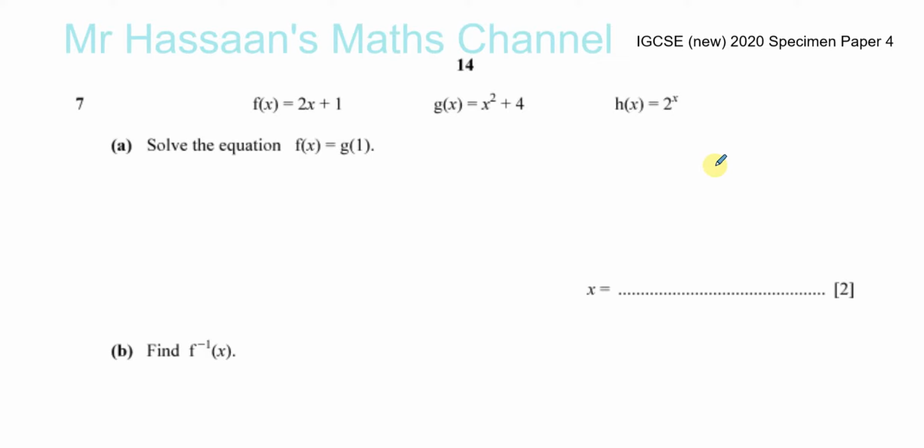Welcome back. This is question number 7 from the specimen paper of the IGCSE 2020 paper 4. Okay, this is the specimen paper for the new syllabus. Here's a question on functions, question number 7. And we're asked here to solve the equation f of x equals g of 1.